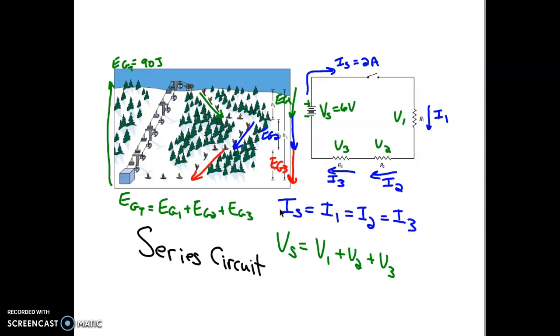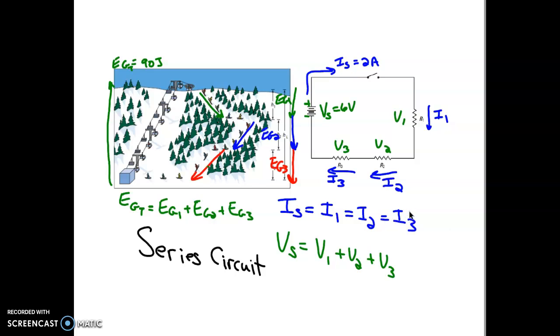So here's our little formula. The current of the source, S means the source, which would be the battery, has to be the same. So if this is 2 amperes, it's going to be 2 amperes for the source, 2 amperes for the current at 1, and so forth. So the current is always the same.